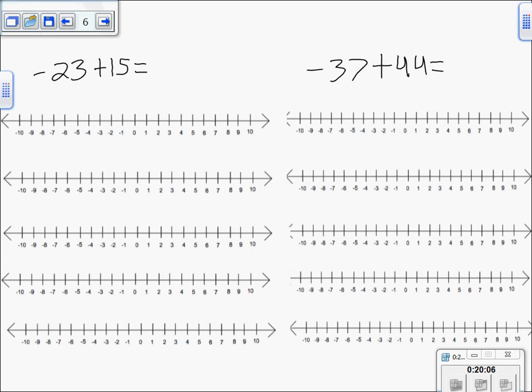So here's what I want you to do. You're going to think of the concept of what you're doing. So let's see, negative 23. That tells us start on negative 23, and from there, you have to decide what direction you are going in. We just learned when you add, it means go right. So from negative 23, you're going to go to the right 15 spaces.